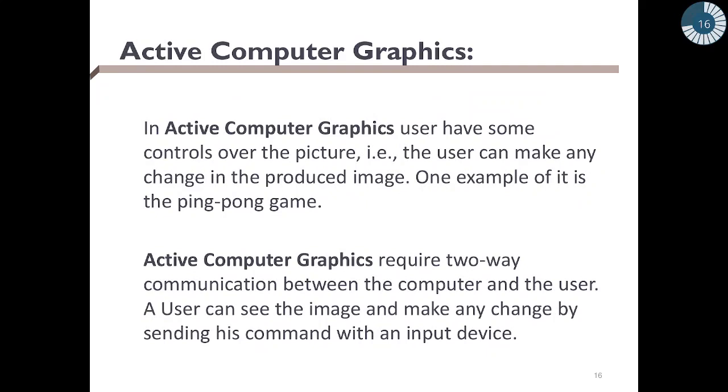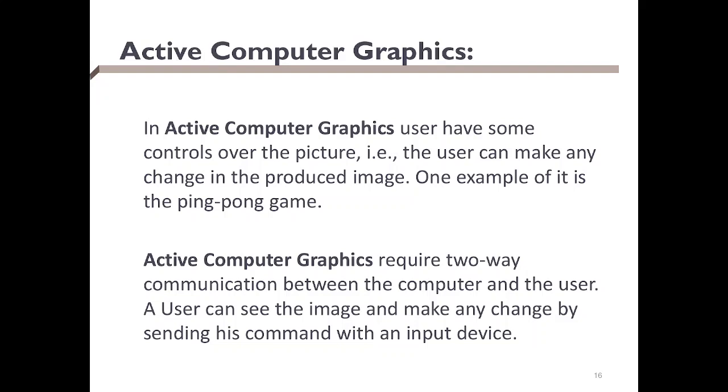And then we have active computer graphics. The user has some control over the image, so the user can make any change in the produced image. For example, a game, like a football game on your phone. You actually have control over the graphics of what the phone should show, where the player should be positioned. That's active computer graphics. It requires two-way communication between the computer and the user, so in other words, it's interactive. The user can see the image and make changes by sending commands with an input device.